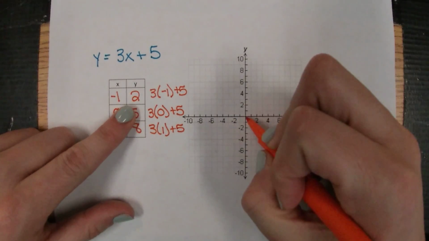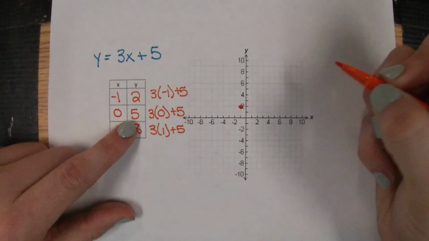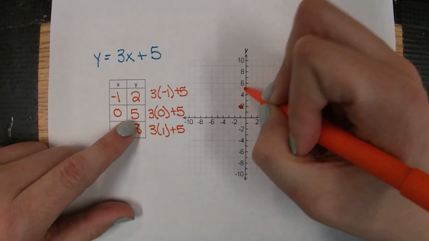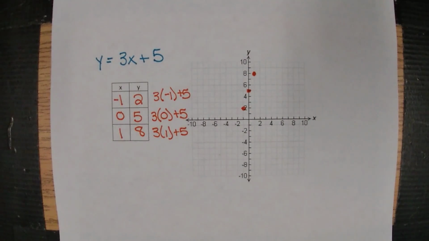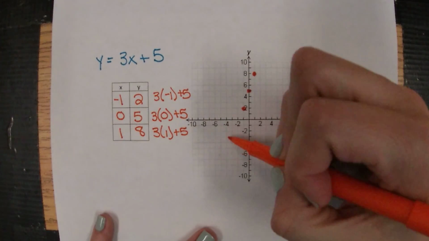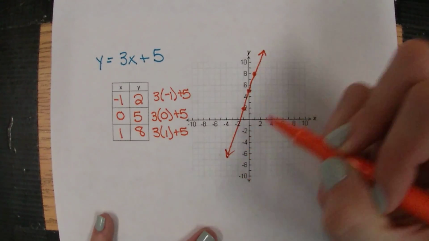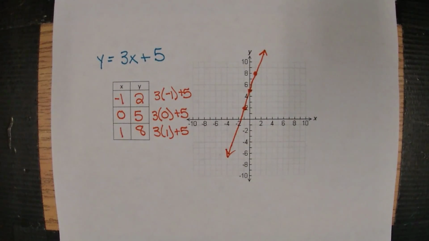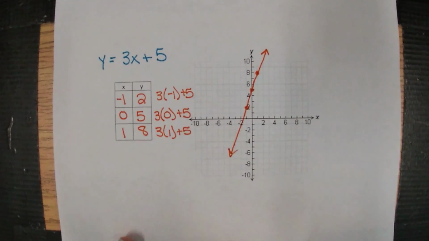Okay, so I'm going to plot the ordered pair -1, 2. 0, 5, and 1, 8. Because this is a linear function, what should our graph look like? This needs to look like a line, which we have, so that's good. So we can draw our line here. We're going across the graph, making sure we have our arrows. Okay, where this line represents a bunch of x and y values that will make that function rule true.